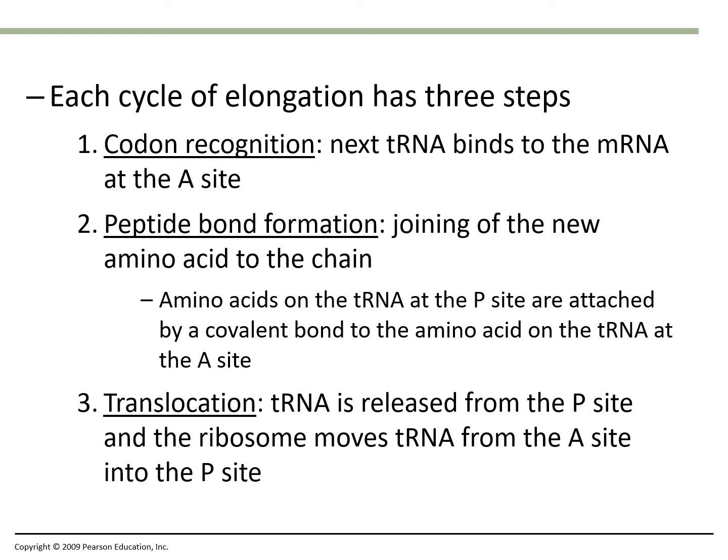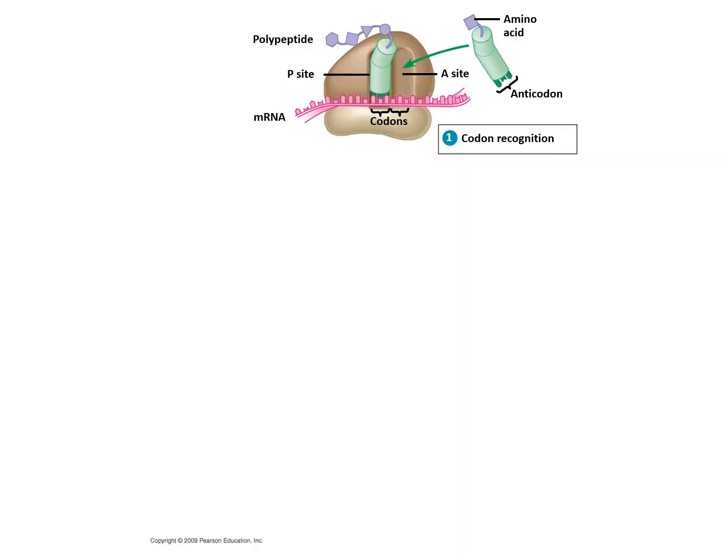And then translocation, where the one in the P site leaves, the one in the A site moves to the P site, leaving the A site ready for the next tRNA. So let's look at that in sort of a continuous form here. Again, you've got the mRNA, it's attached to the small subunit. The large subunit has come and joined in. You've got your growing polypeptide here in your P site.